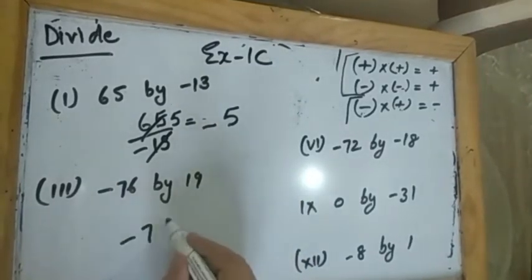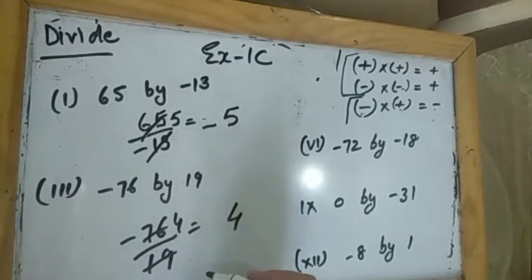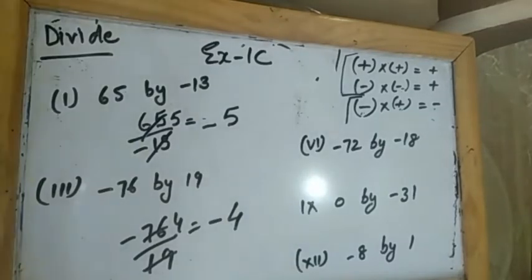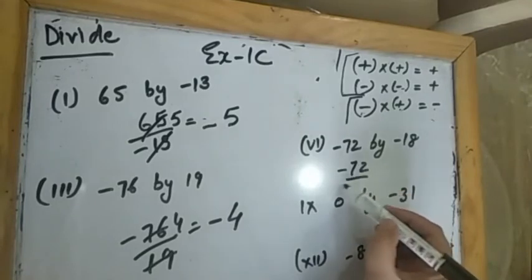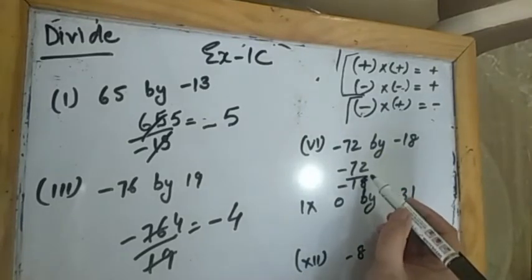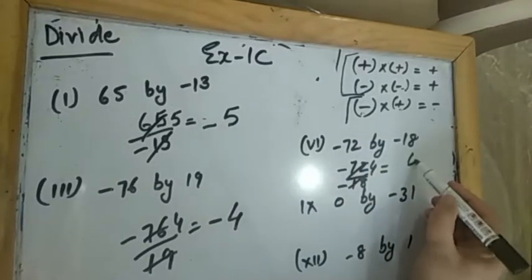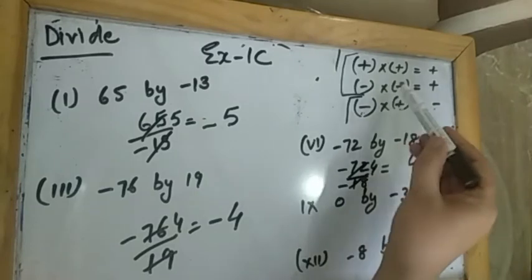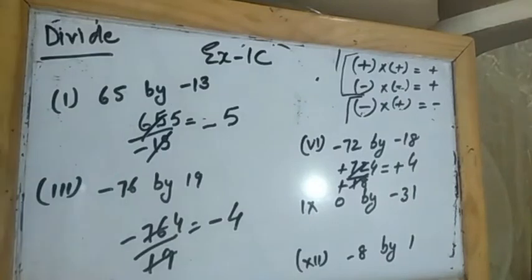Now to come to the next example, minus 76 I have to divide by 19. So 19 fours are 76. Now what about the sign? Since one of the integers is negative and one is positive, the signs are different, which means my answer will be negative. Now come to the next one. Here both the integers are negative. So 18 fours are 72. Now what about the sign? Because both the integers are negative, my sign will be positive. The negative and negative get cancelled.